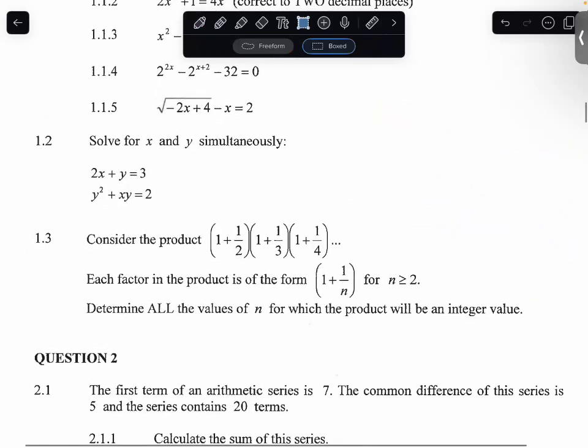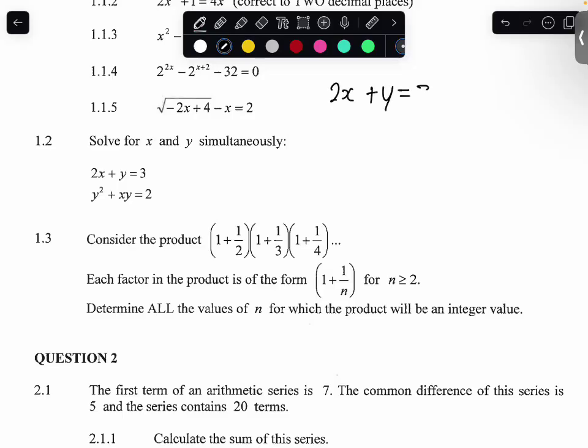All right, 1.2. It says solve for x and y simultaneously. I'm going to do simultaneous by substitution. So I'm going to take my first equation, my linear equation, 2x plus y is equal to 3. I'm going to make y the subject of the formula just because it's the easier one to make the subject of the formula, because its coefficient is positive 1. So that's y is equal to 3 minus 2x. This is equation 1.